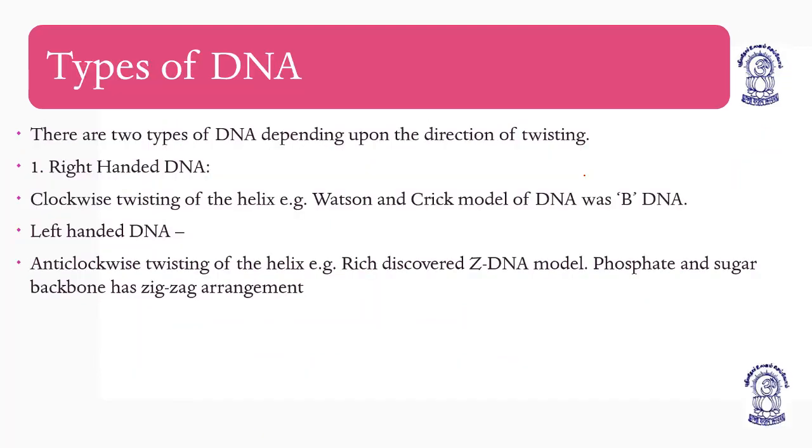Types of DNA, depending upon the direction of twisting. Direction of twisting means whether they twist clockwise or anti-clockwise. Right-handed DNA has clockwise twisting of the helix. The Watson-Crick model of DNA was the right-handed helix, B-DNA. B-DNA is present in humans.